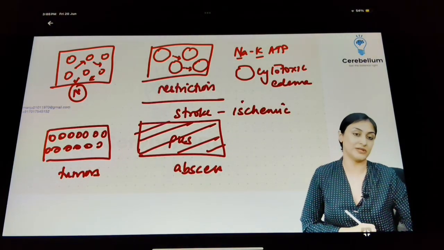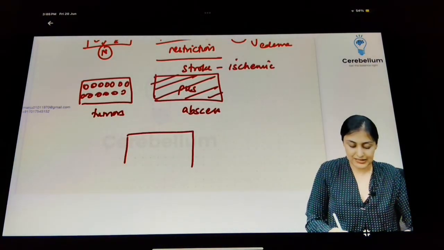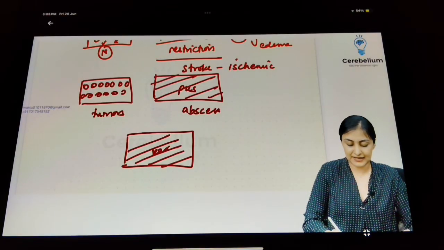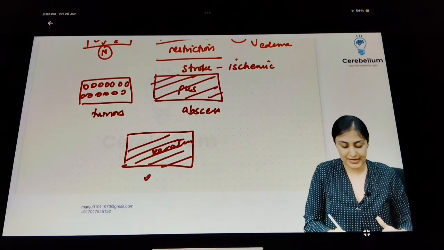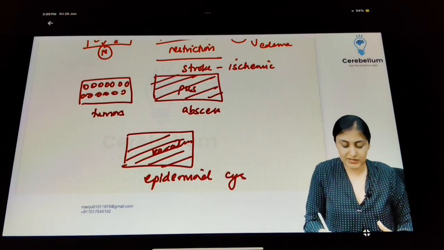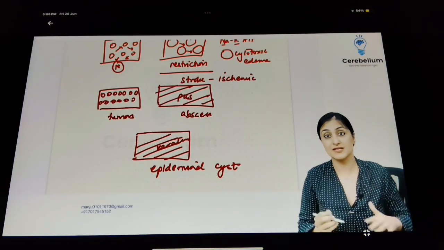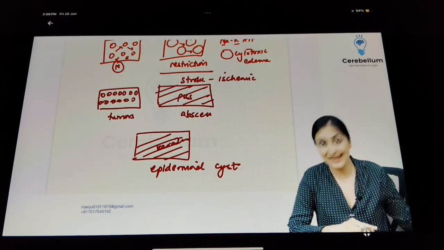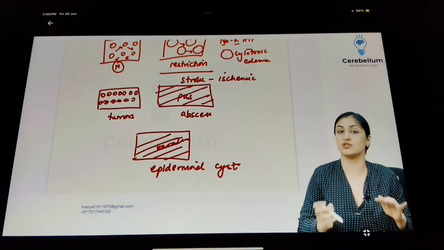So abscesses will show me diffusion restriction. And one last example, let's say I have a cyst which is filled with this thick keratin-rich fluid. Example, epidermoid cyst. So epidermoid cyst will also show me diffusion restriction. This is frequently asked as a versus question on arachnoid cyst. Arachnoid cyst does not show me restriction, whereas epidermoid cyst does.